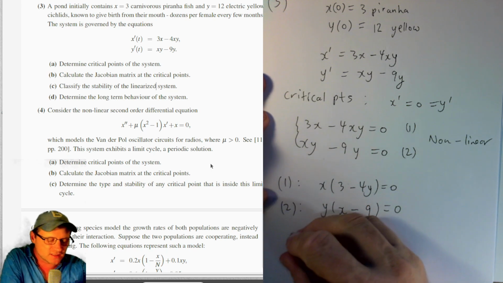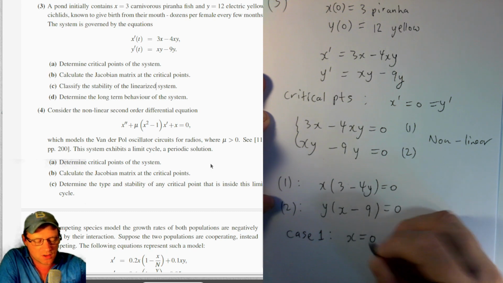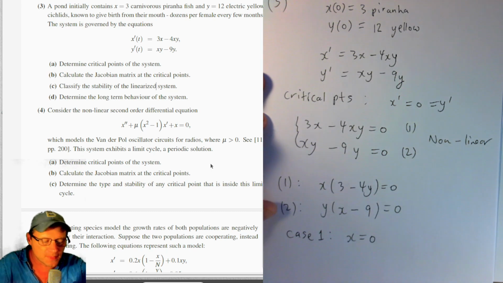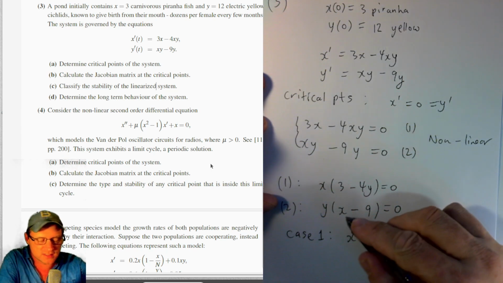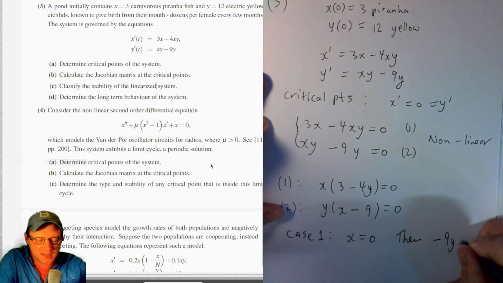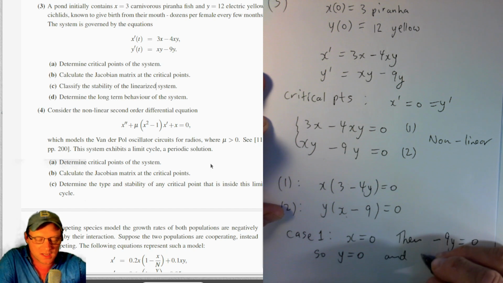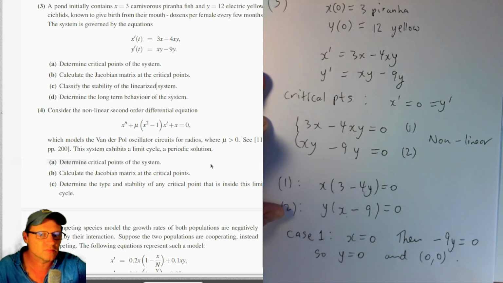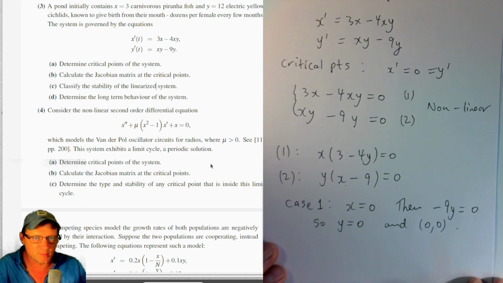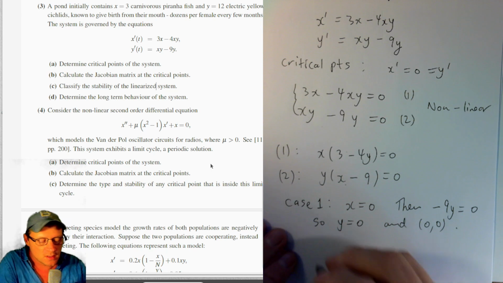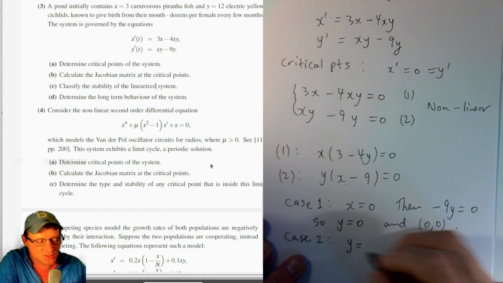So let's separate some cases. Case 1, x equals 0. So that's one way to have 0 there. So if x is equal to 0, then we have -9y = 0. And so y would be equal to 0, and we get a critical point, (0, 0). Okay, now case 2, the only other possibility for equation 1 is y equal to 3/4.